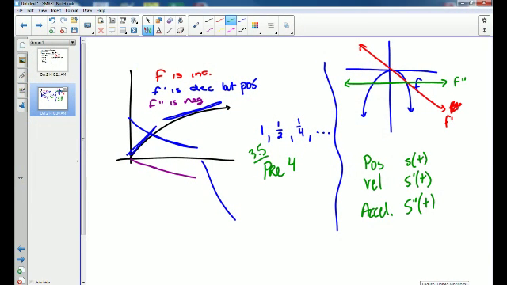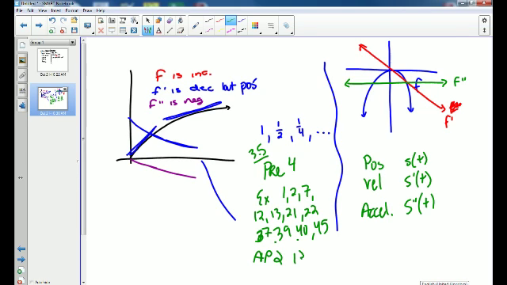3.5, Prelim number 4. Here are the exercises. I was very picky here, obviously. 37. The exercises look like a lot, but it's very picky. And then AP 213, and I'll let Josh work on the rest.